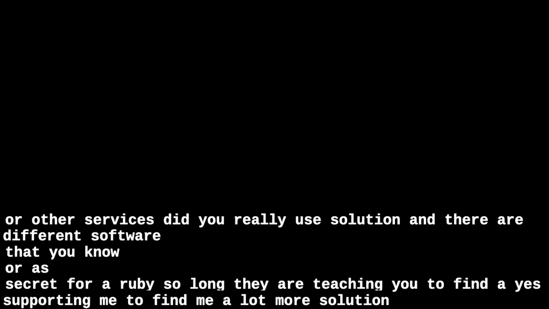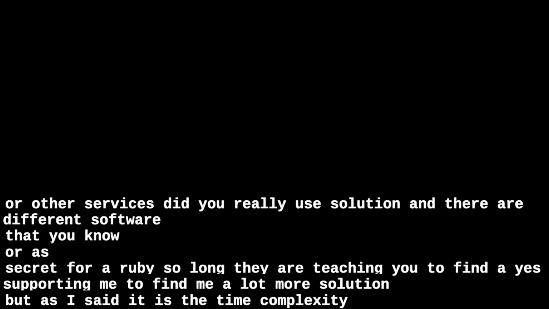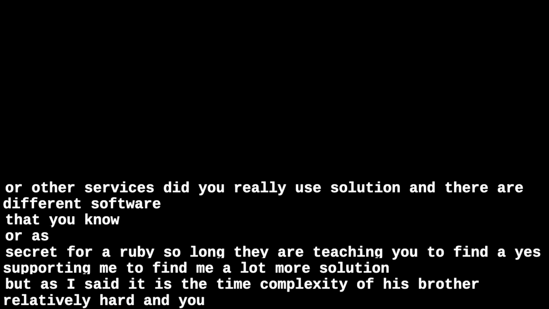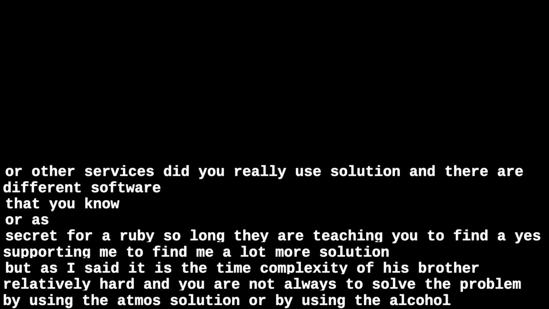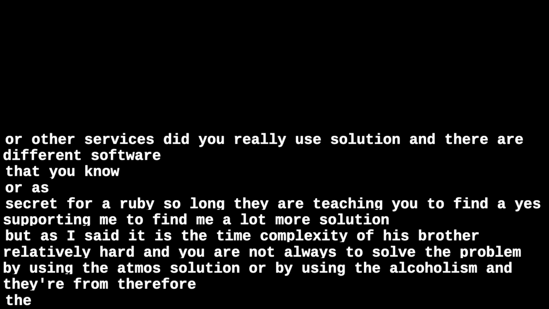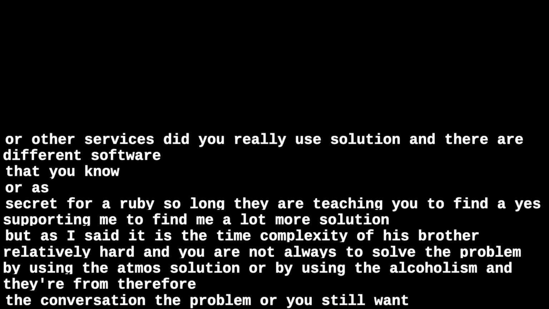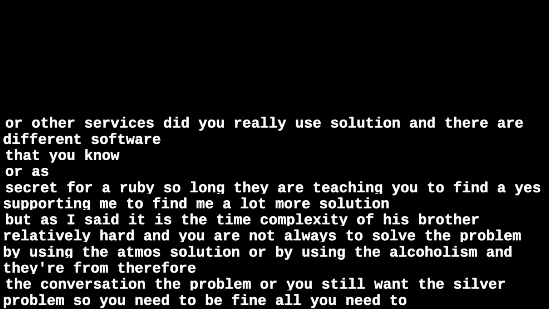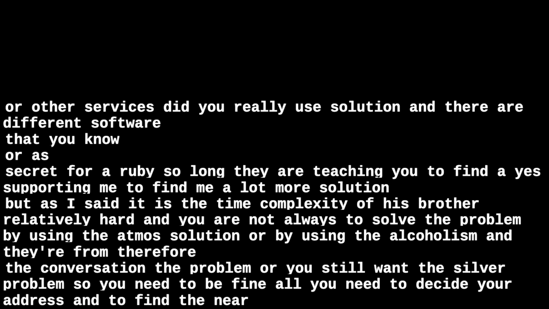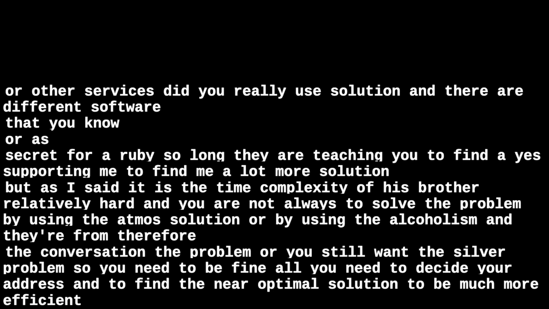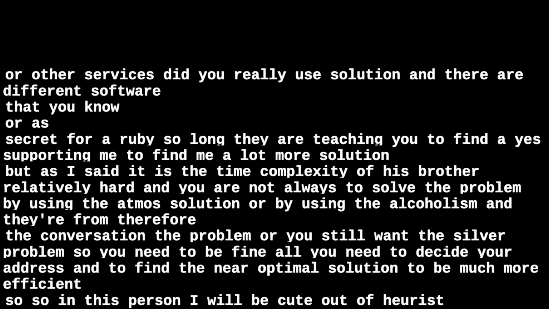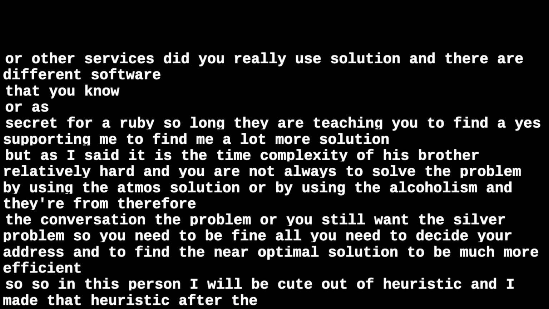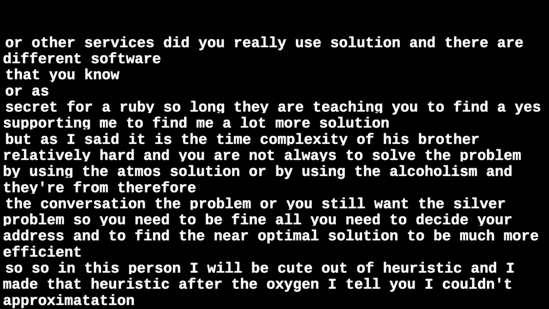But as I said, the time complexity is relatively high, and you are not always able to solve the problem by using the optimal algorithm. Therefore, to compensate, or if you still want to solve the problem, you need to design the algorithm to find the near optimal solution to be much more efficient. So in this course, I will be teaching you the part of heuristic and meta-heuristic after the approximation algorithm.